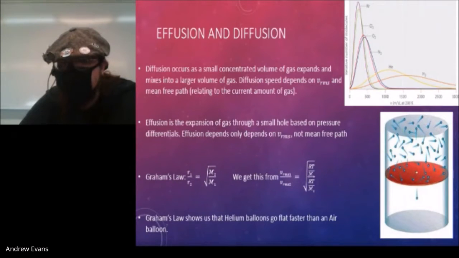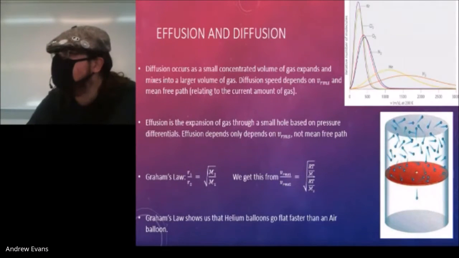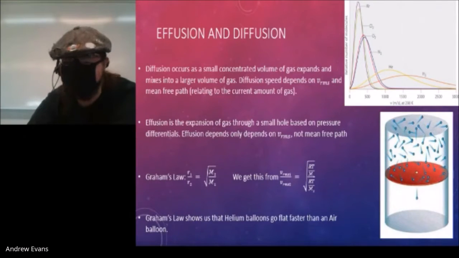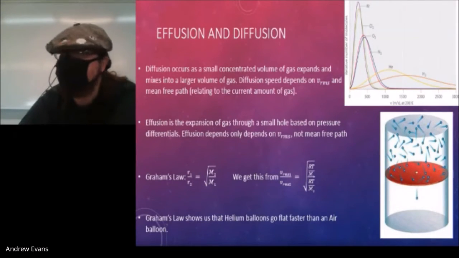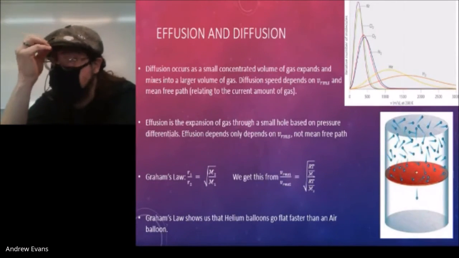So we're going to look at effusion and diffusion. Diffusion occurs when a small concentrated volume of gas expands and mixes with a larger gas. So if there's a leak in a container, it expands and mixes with other gases, like how a fart travels through a room and spreads out. That's going to depend on both speed and the mean free path, meaning how much gas is currently in there. If you have a lot of gas particles, it's going to take a lot of time to squeeze through. But with few gas particles, it's going to diffuse really easily.